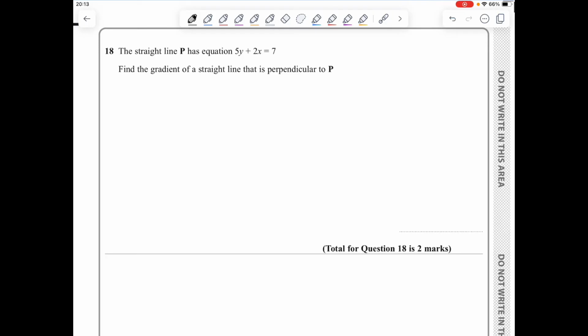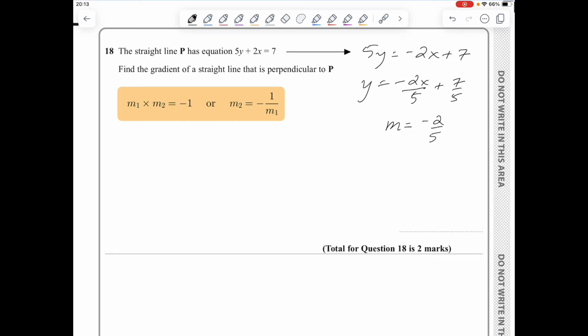For question 18, I'll start by rearranging this equation to get y on its own. So 5y is equal to minus 2x plus 7. So y is equal to minus 2x over 5 plus 7 over 5, which means that the gradient is minus 2 over 5. Then I'll use the following rule. The gradient of a perpendicular line is equal to minus 1 over this gradient I just found, which is minus 2 over 5. If you do this calculation, you'll get 5 over 2, and that's the required gradient.